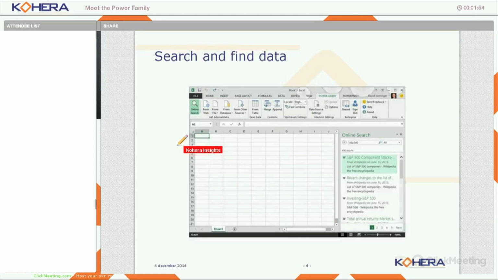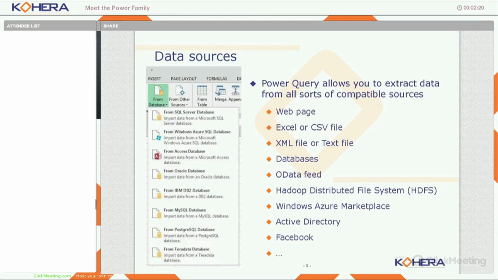Here we can search data and manipulate data. It's an Excel add-in, and if we want to search data, there is an online search capability. If you already know where you can find your data, there are other options to find your data and use your data. Which are the possible data sources?